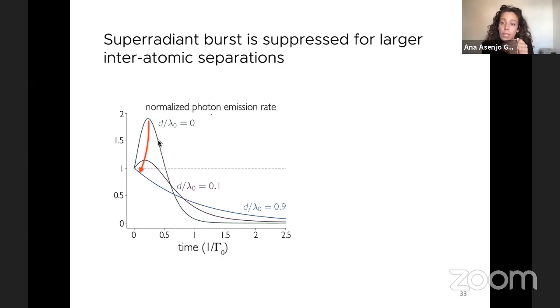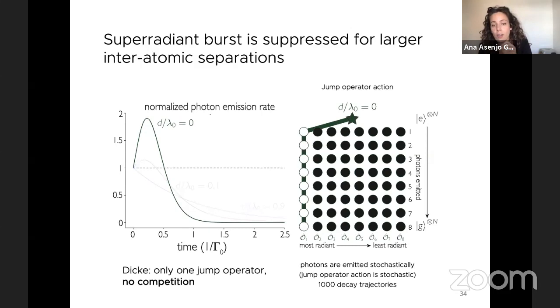Then what happens when we take our atoms that are at a point and extend them into an array? We see that this superradiant burst starts to decay. It happens earlier, and eventually it completely disappears after some distance. Let's try to understand why. There has been a lot of controversy about this, whether it comes from the Hamiltonian interactions, dipole-dipole interactions, and so on. Our understanding is that it comes from a competition between different jump operators.